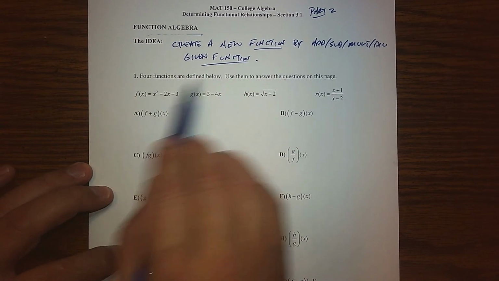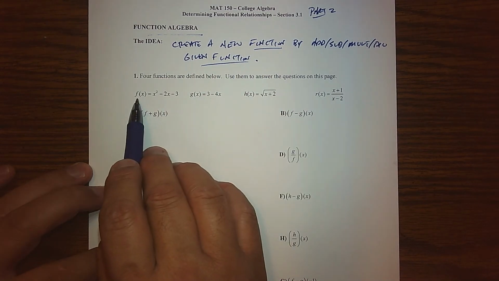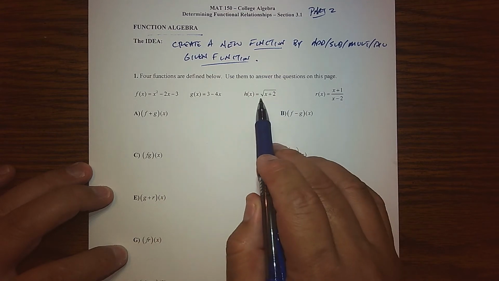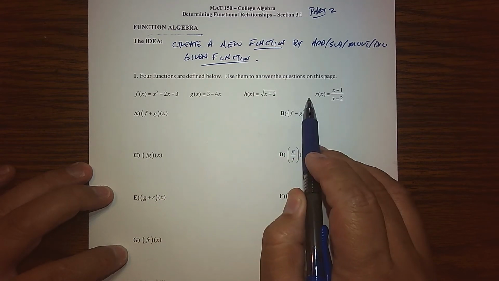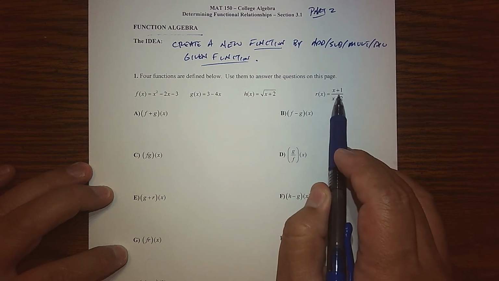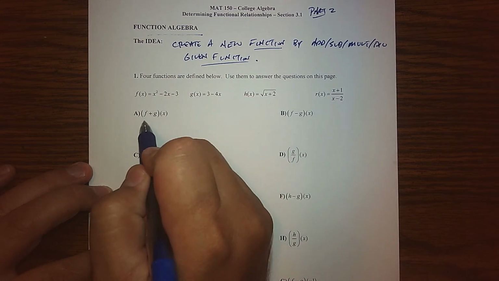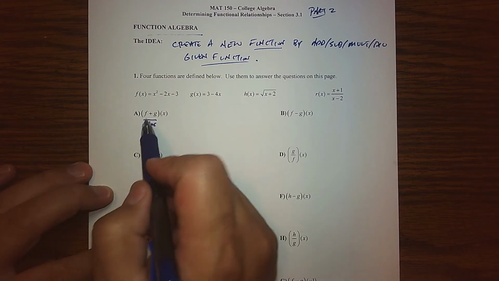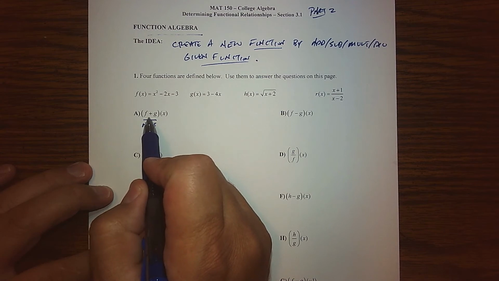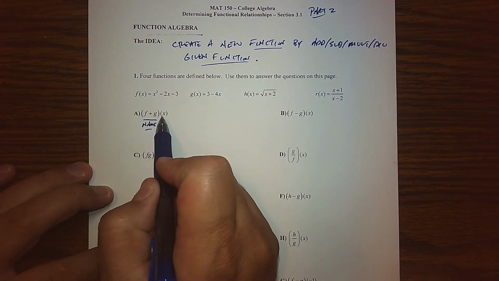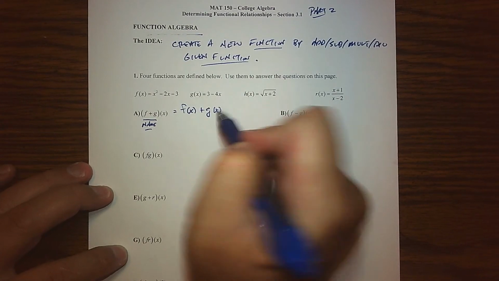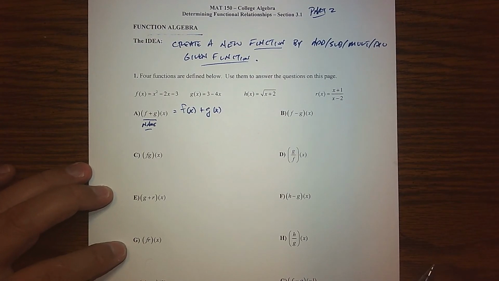To get this in practice, I have 4 functions. The function f is defined as this quadratic. The function g is a line. The function h is a radical, a square root, and the function r is a rational. When I want you to add them, remember this is a name. So I have a new function, and the name of the new function is f plus g. What's this new function going to depend on? Well, it's going to depend on x. How am I going to create this new function? Well, I simply add the ones that I have together.